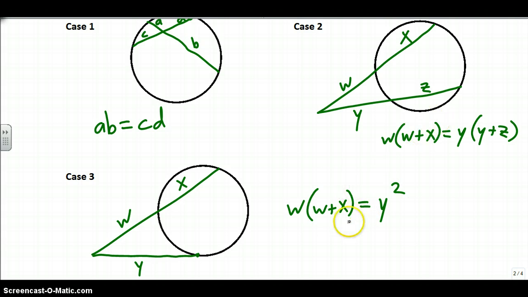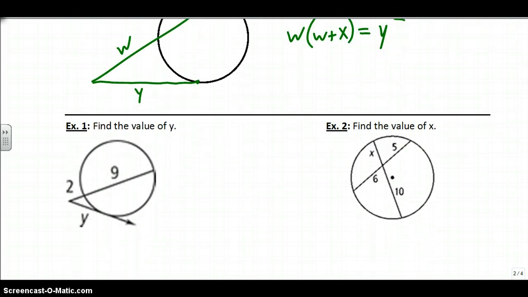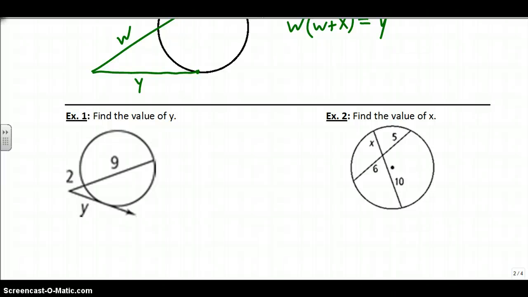So these two, case 2 and 3, are actually kind of the same in a way. Case 1's really the different one, but I think case 1's the easiest. So as long as you can understand these relationships, you should be all right. So I'll go through a few examples here with you. Find the value of Y. Well, I see that it looks like case 3, almost exactly like the one I drew, right?